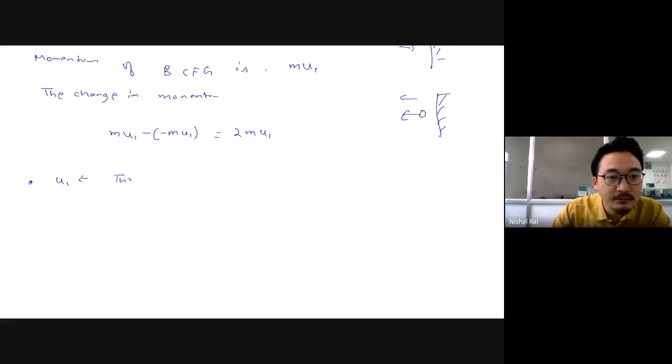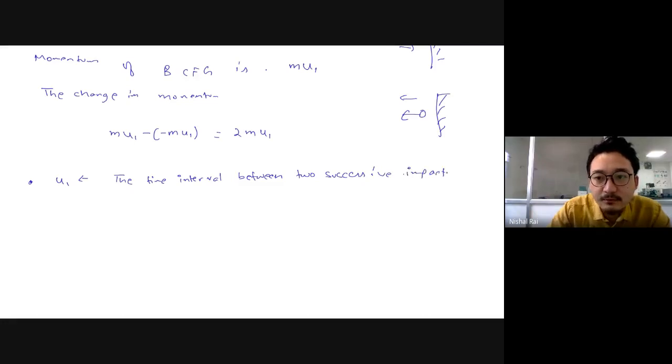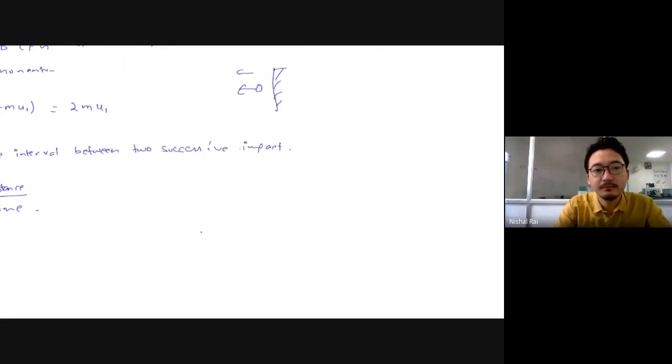The time interval between two successive impacts or collisions is given by what? Velocity is equal to distance by time. So what is the total distance traveled between two successive impacts? This was your wall. Only consider this.